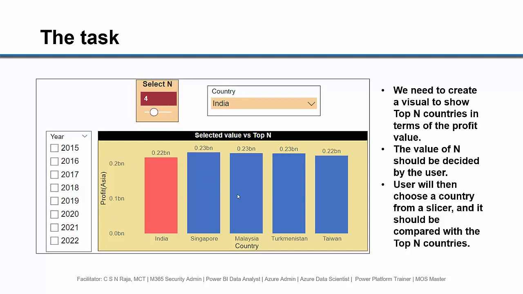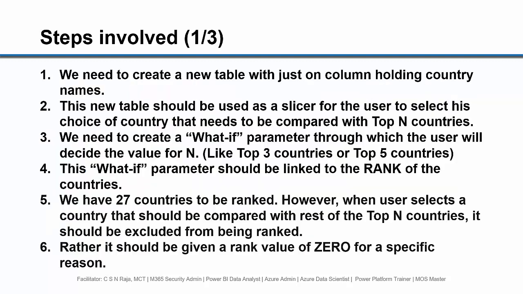User will then choose a country from another slicer and it should be compared with the top n countries. For example, in this column chart, you can see the country India being compared with the top 4 countries. To achieve this kind of result, there are a couple of steps involved.